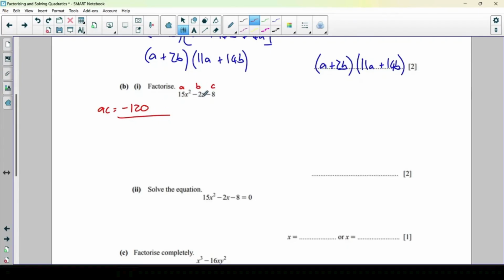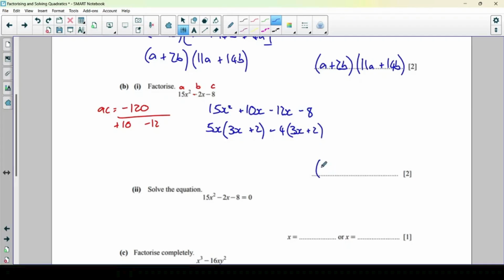These numbers are only 2 apart. So let's skip straight to 10 and 12, and actually those are the two, 10 times 12. They have a difference of 2. I want minus 2, so that means I want plus 10 minus 12. Now let's split the middle. 15x squared plus 10x minus 12x minus 8, and then make our single brackets. 5x brackets 3x plus 2, minus 4 brackets 3x plus 2. So we get 5x minus 4, 3x plus 2.